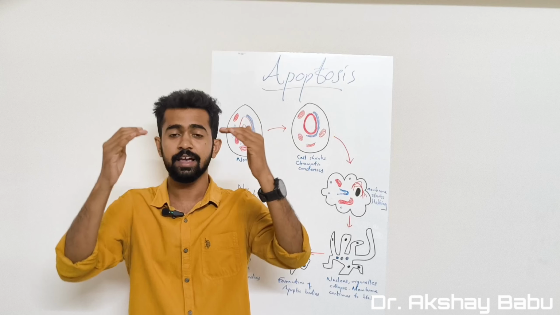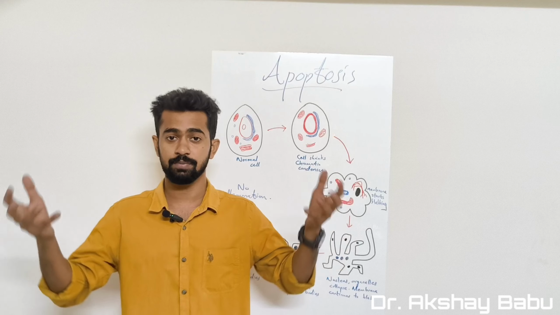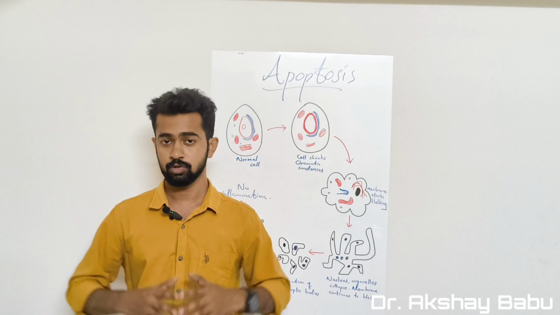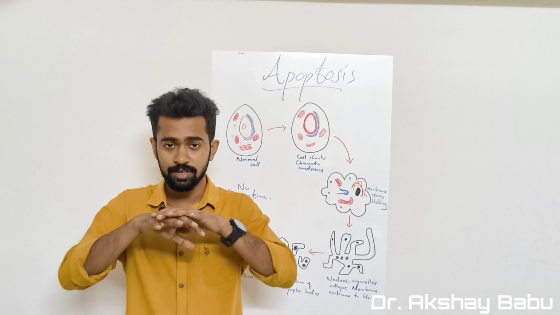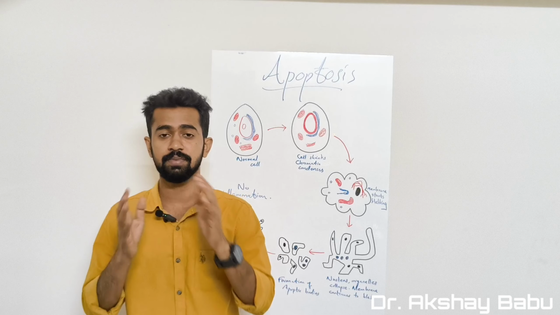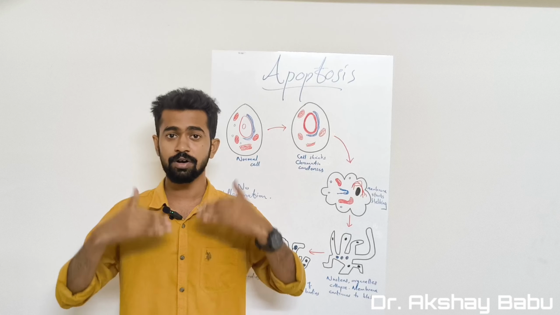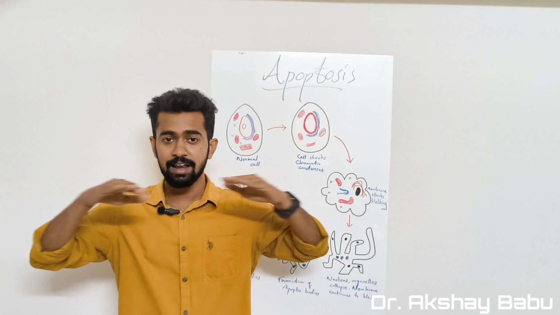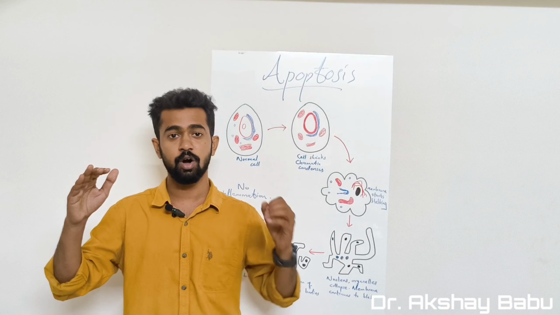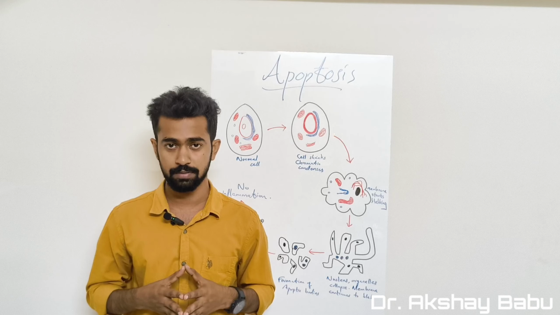And this cascade of reactions breaks down the proteins which are present within the cell. So thus the cell dismantles itself and its remains are digested by the neighboring phagocytic cells. And this programmed cell death is balanced by the formation of new cells in a normal healthy individual.